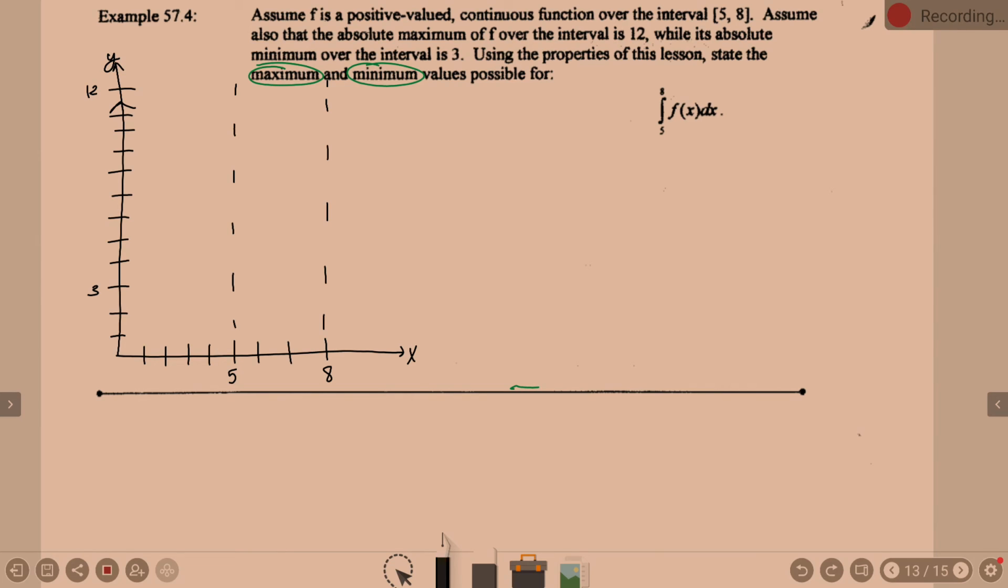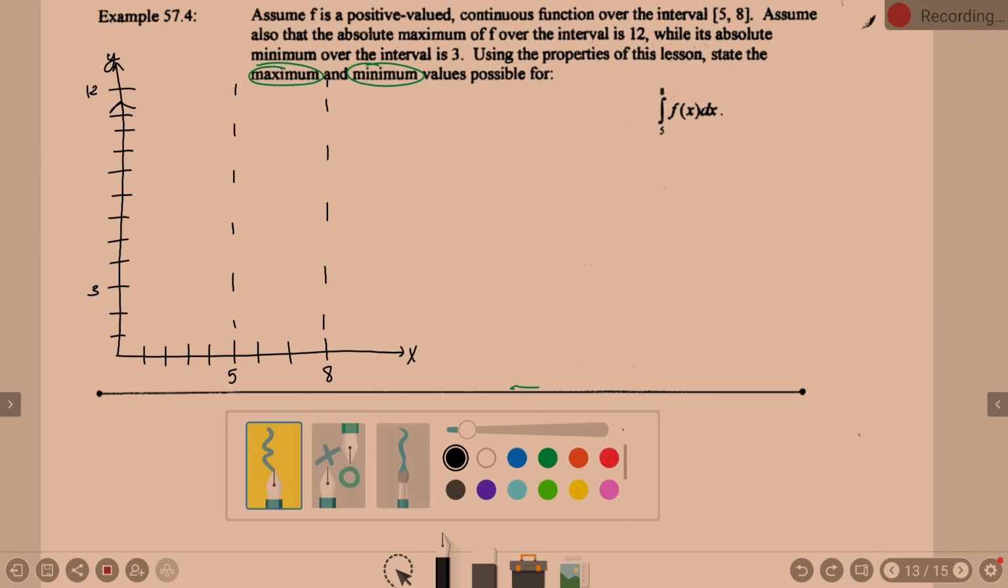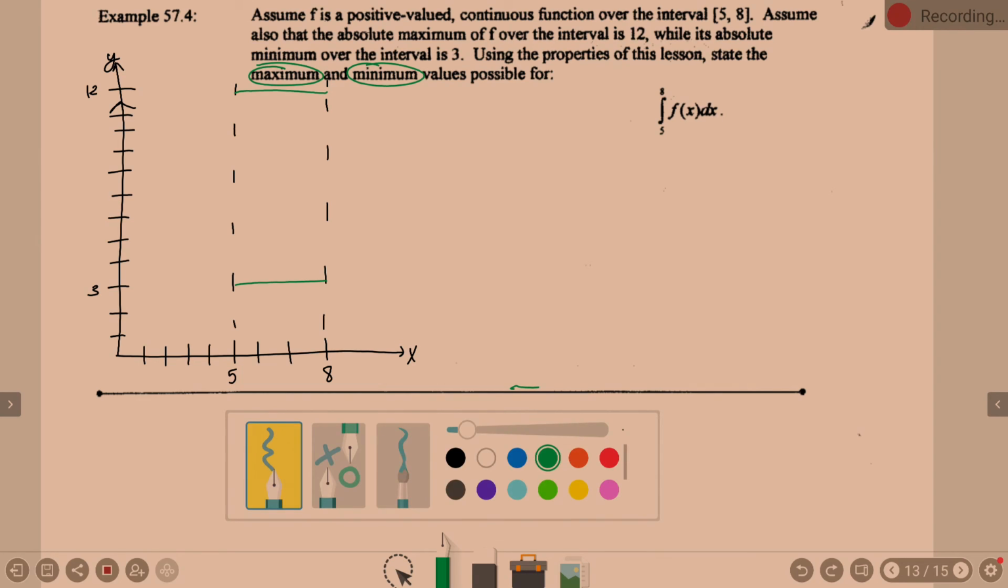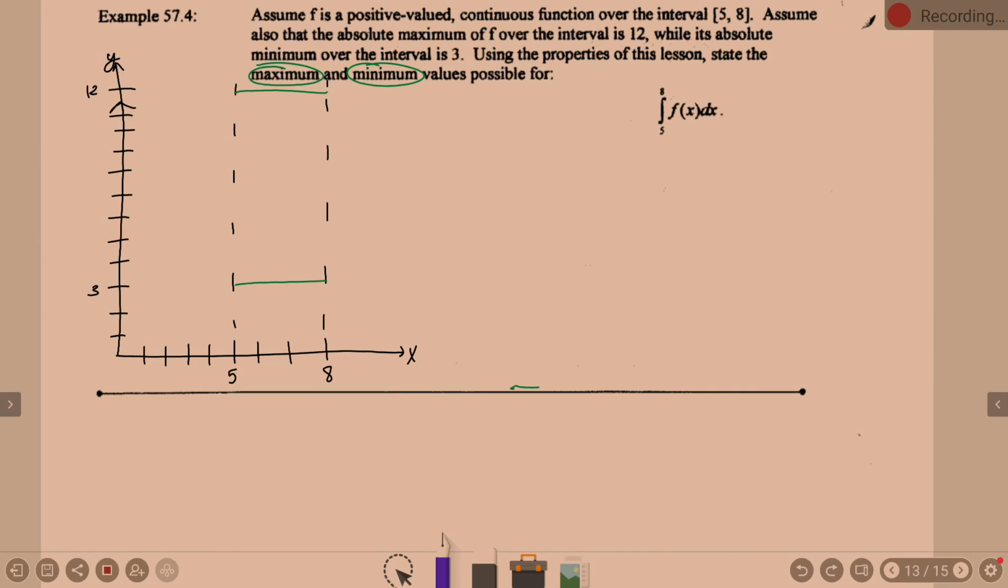We know, okay, we know there's a minimum value of 3. So between 5 and 8, I know my graph never goes below that minimum value right there. And I know there's a maximum value at 12. So I know my graph never goes above that. Again, we don't know what that graph looks like, do we?